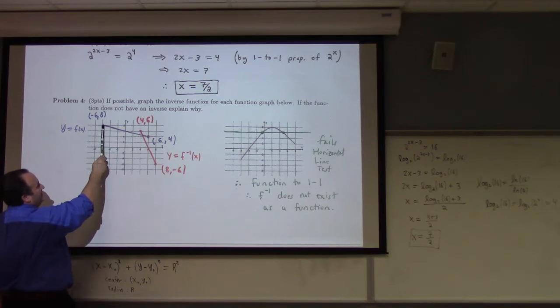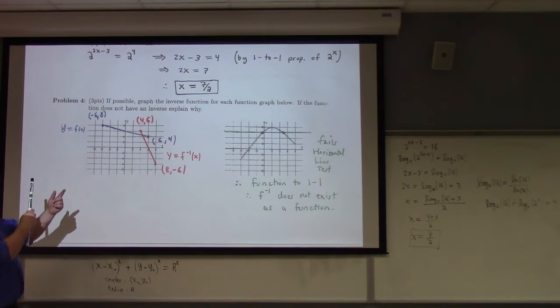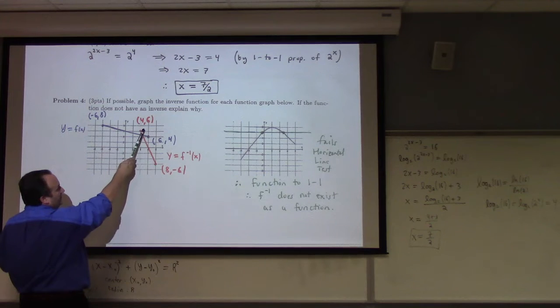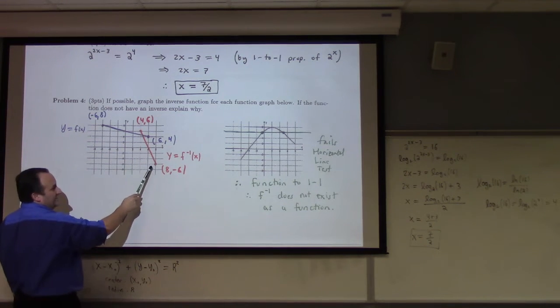We take the points that are on the graph of the function, in this case minus 6, 8, and flip them. So that gives you the point 8 comma minus 6 on the graph of the inverse. This point 6 comma 4 flips to give me 4, 6 on the graph of the inverse. And then I just connect the dots. That's the graph of the inverse right there.